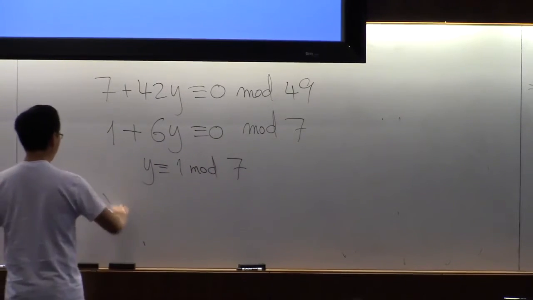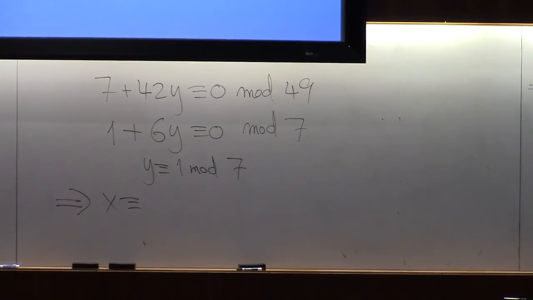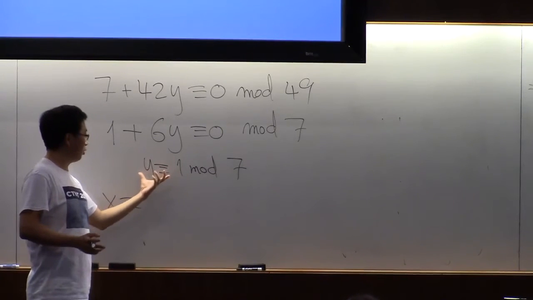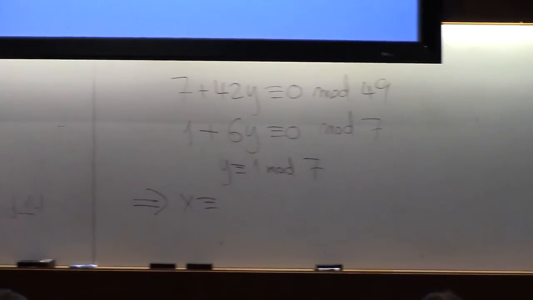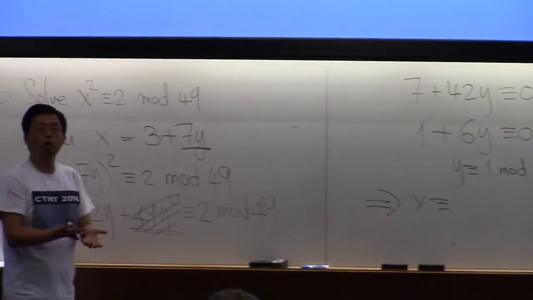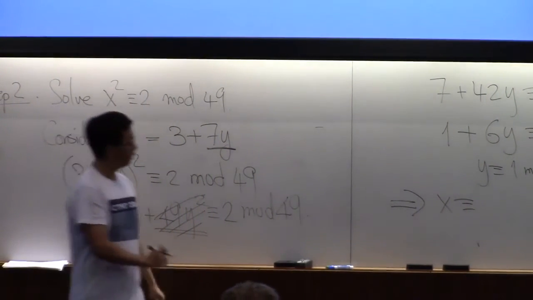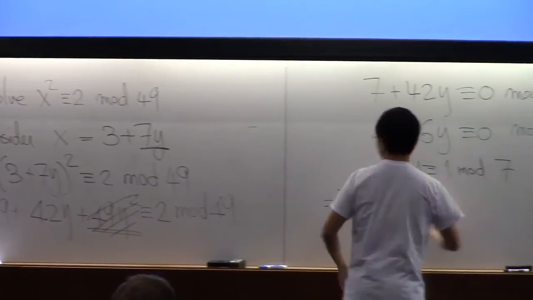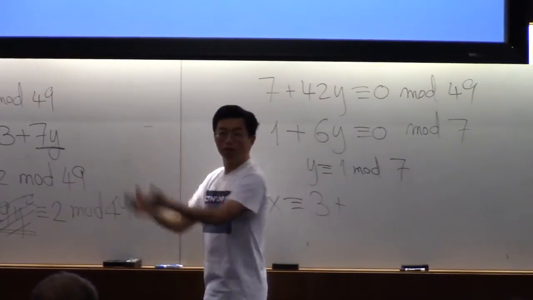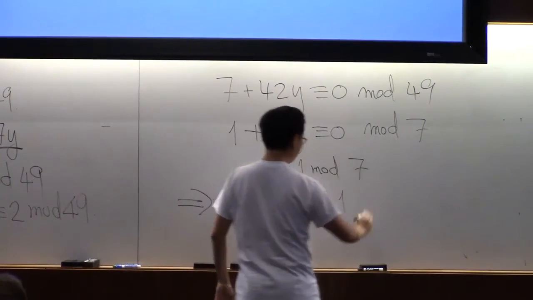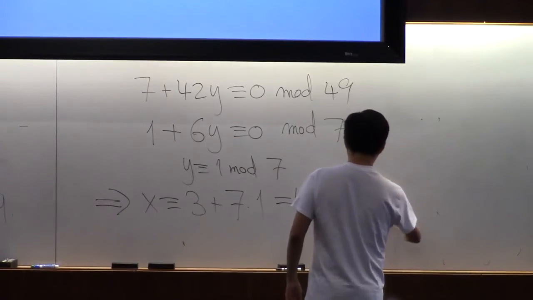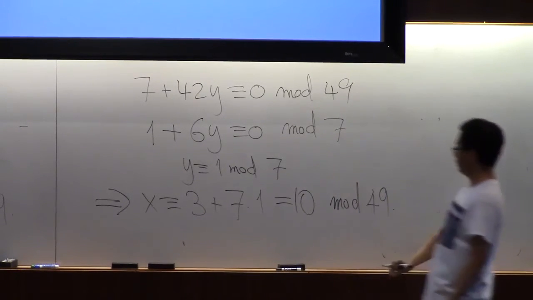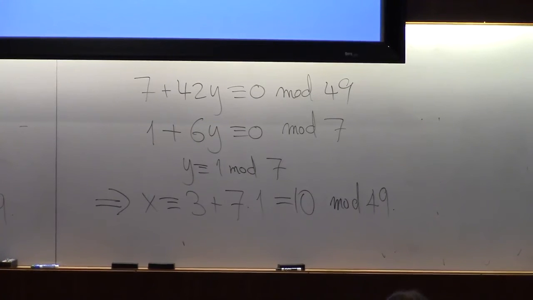This will mean that, if you go back here, we only require y to be congruent to 1 mod 7. But here I multiply by 7. So the 7y, we know what it looks like modulo 49. Because I multiply by 7, the congruence will also multiply. So that's how you solve it.